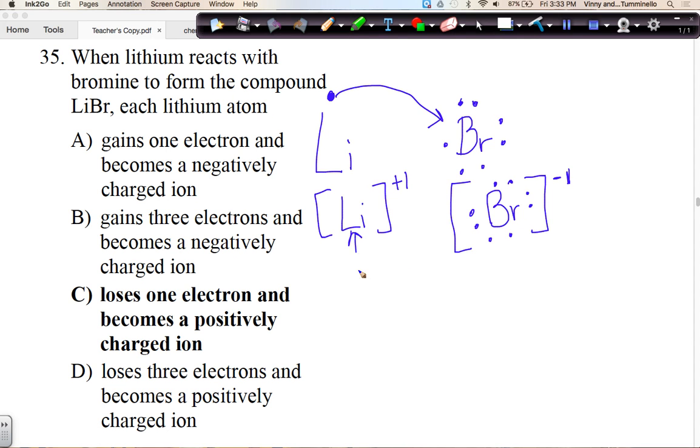So the lithium atom, which is right here, loses its valence electron to become a lithium ion, and we said that losing is positive, and we said that gaining is negative.